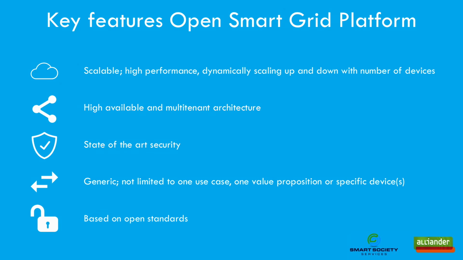The Open Smart Grid platform is highly unique for embracing the open source approach. Additionally, the platform's key features are delivery of large amounts of commands with high performance, high availability, and multi-tenant architectures, built with security by design and regularly tested. The generic design allows that use cases and domains are easily added to the platform. And the Open Smart Grid platform is based on open standards and open protocols.